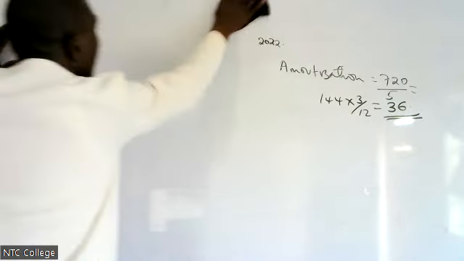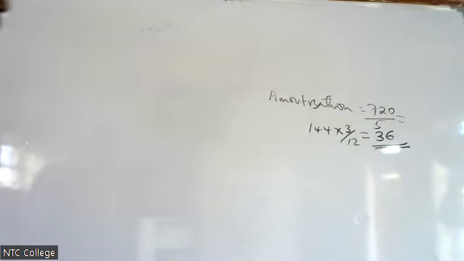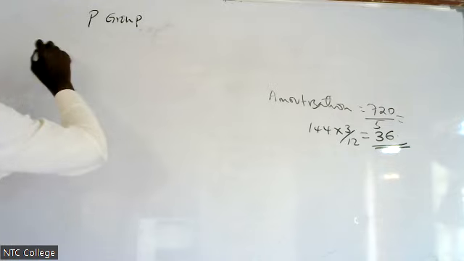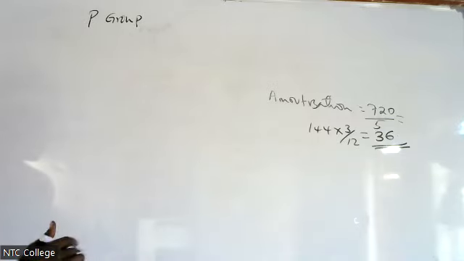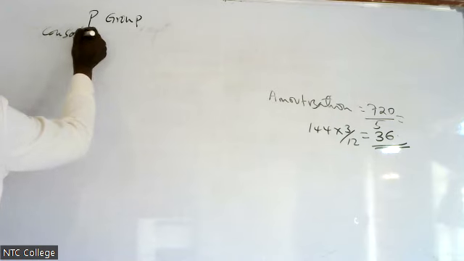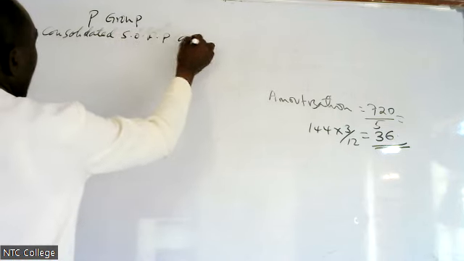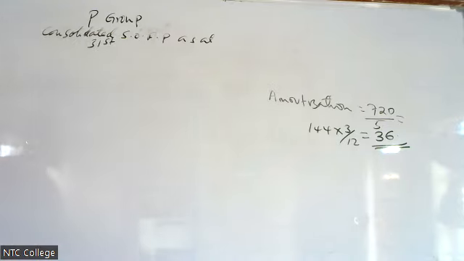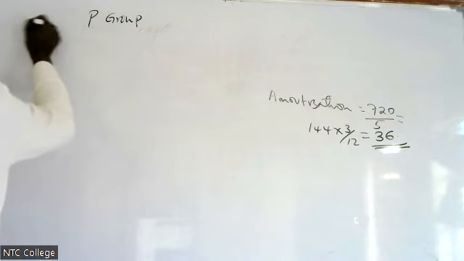Profit or loss statement. We say B group, consolidated statement of financial position as at that date, consolidated profit or loss. It's not financial statement, it is profit or loss. We start with profit consolidated.